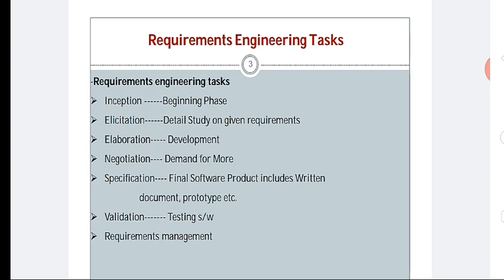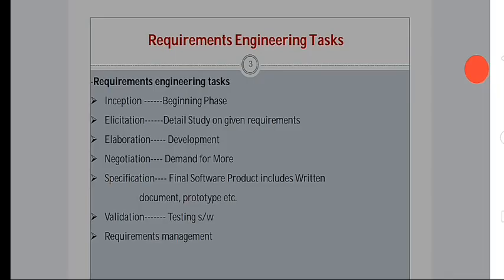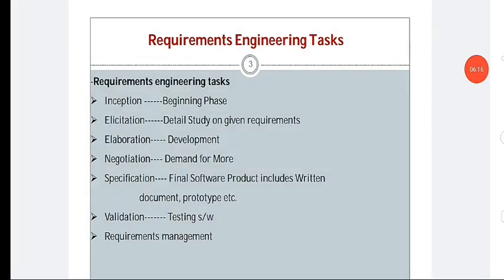After that, the next phase of requirement engineering is negotiation. Negotiation means here you decide the cost of your final project. So negotiation means it is a demand for more. The next phase in requirement engineering is specification. Specification means what?